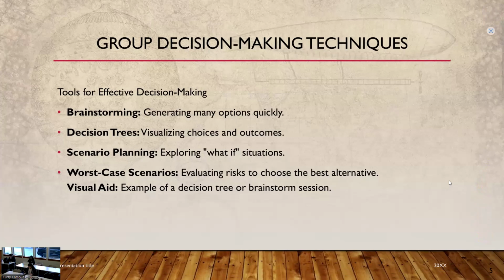Tools for effective decision making. So there are a few things. Brainstorming, where everybody comes up with some ideas and throws them out, so generating many options quickly. A decision tree, visualizing choices and outcomes. Scenario planning, exploring what if scenarios or situations. Worst case scenarios, evaluating risks to choose the best alternative. So having a set of alternatives or ideas and doing a risk assessment on those.